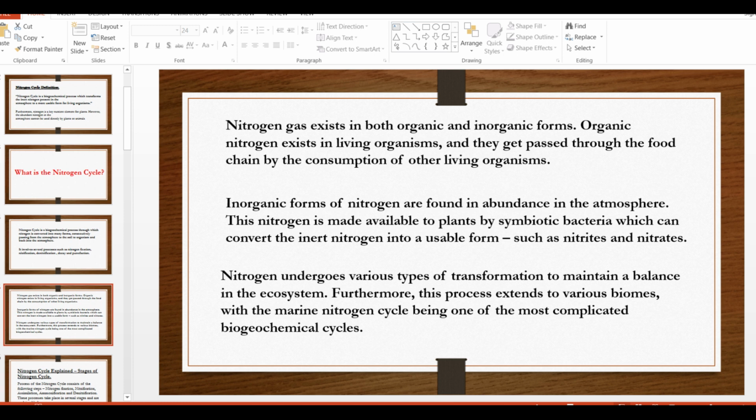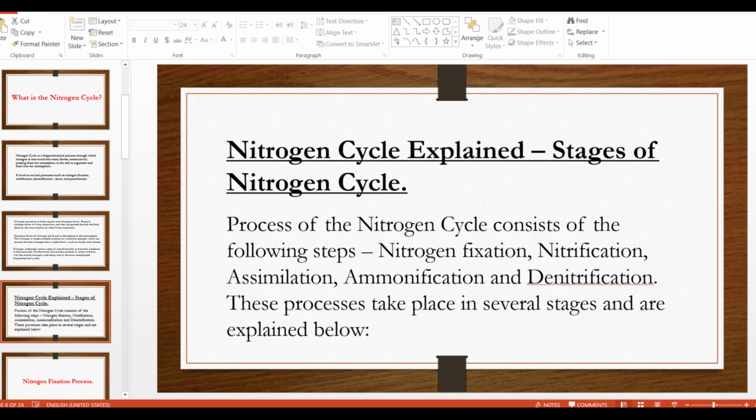5. Nitrogen undergoes various types of transformation to maintain a balance in the ecosystem. Furthermore, this process extends to various biomes, with the marine nitrogen cycle being one of the most complicated biogeochemical cycles. Nitrogen cycle explained. Stages of nitrogen cycle. Process of the nitrogen cycle consists of the following steps: nitrogen fixation, nitrification, assimilation, ammonification, and denitrification. These processes take place in several stages and are explained below.